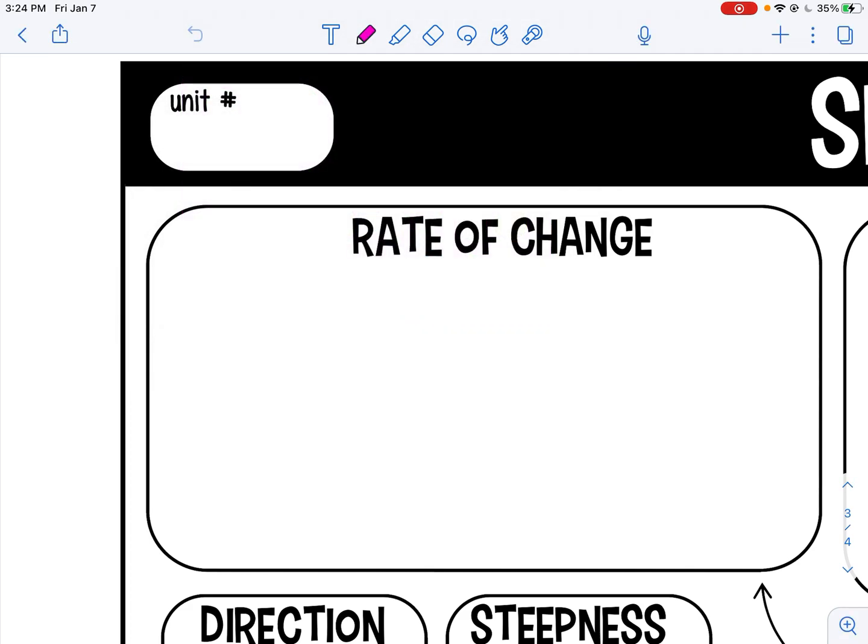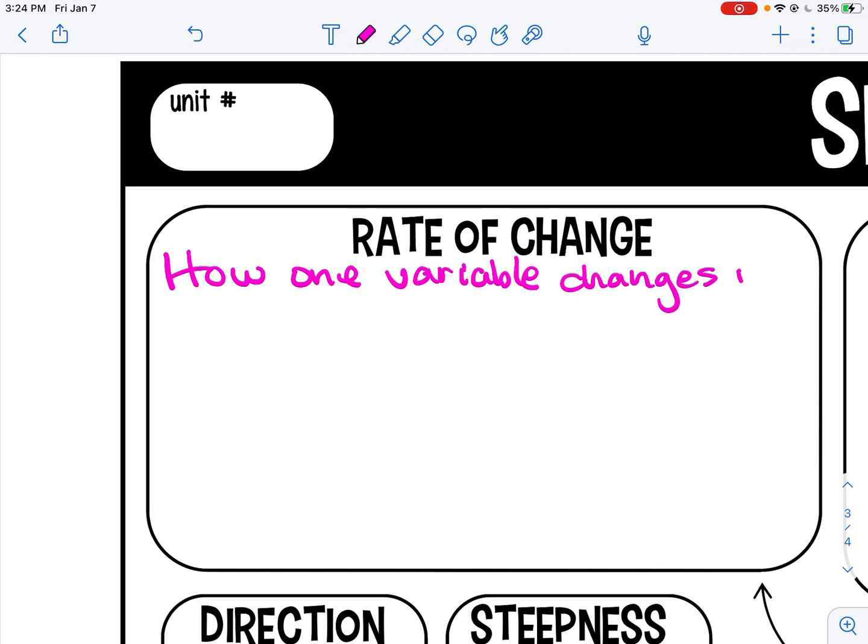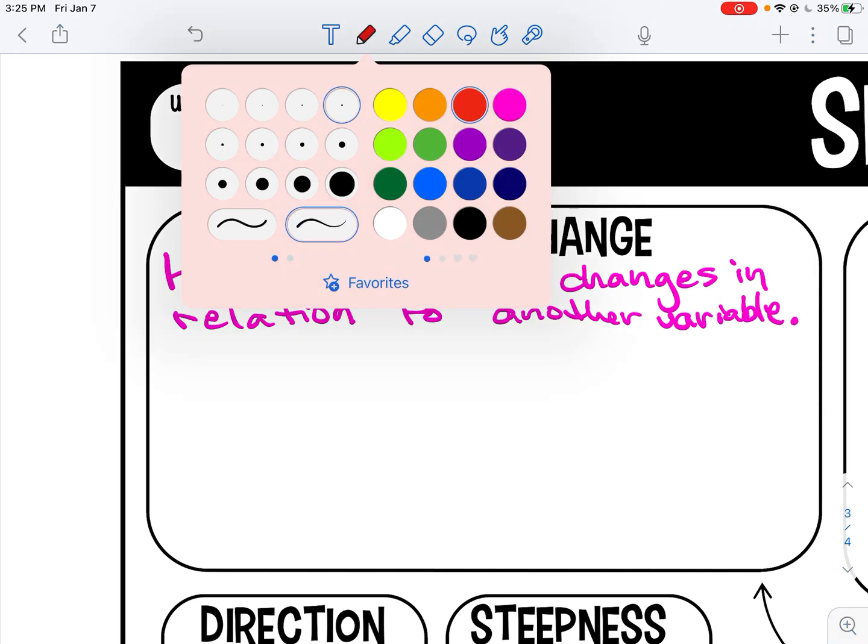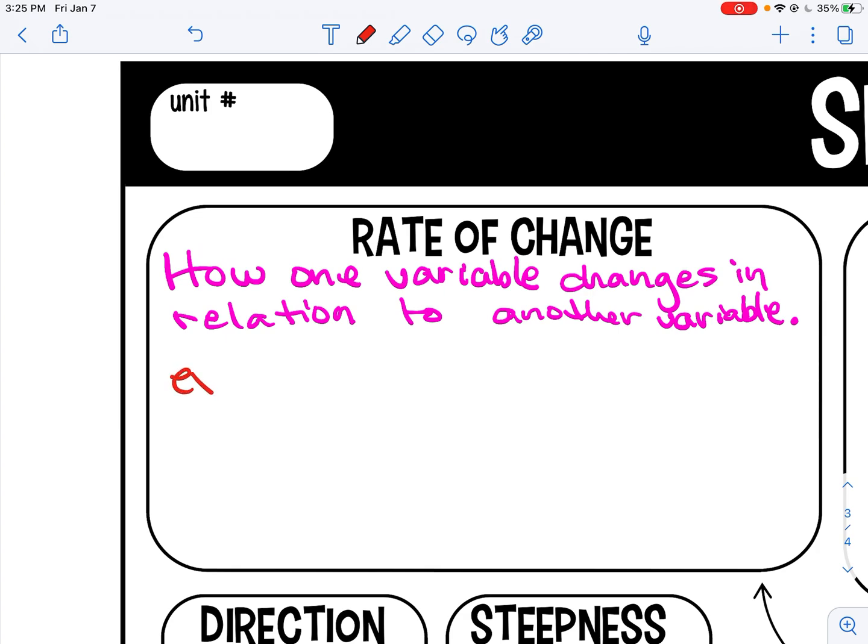And rate of change is how one variable changes in relation to another variable. Okay? So let's do some examples here.